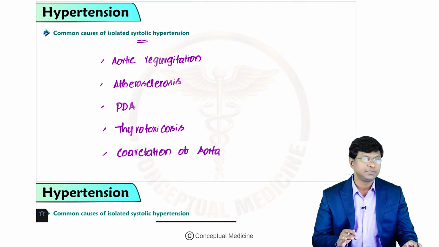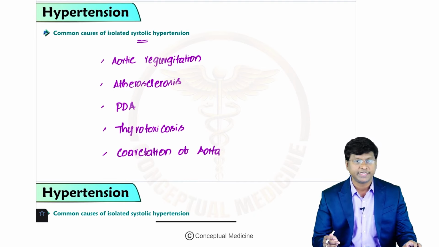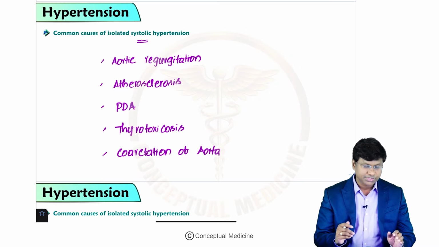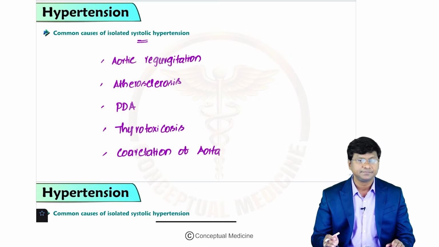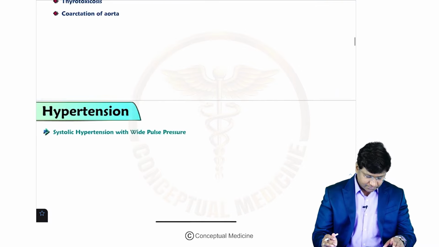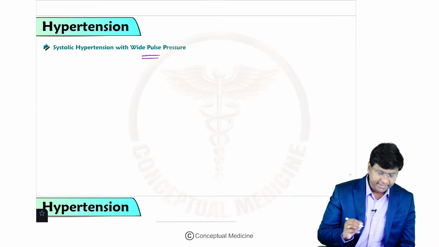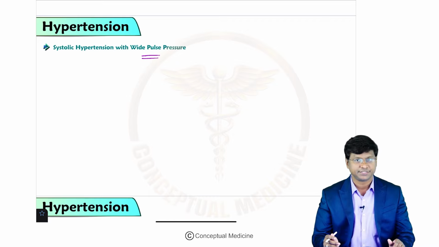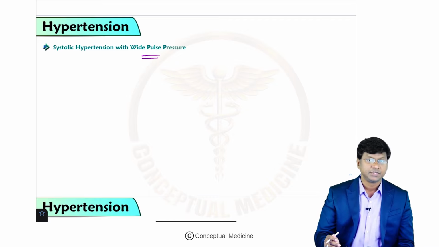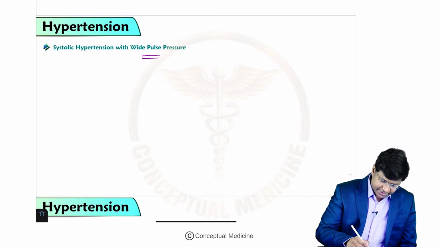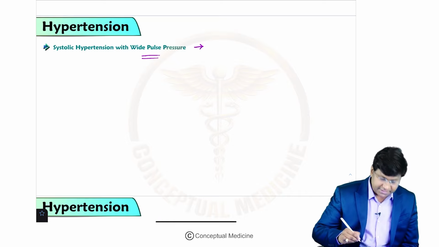So, these are the common causes of isolated systolic hypertension. Now, after having discussed the causes for isolated systolic hypertension, let me discuss the clinical scenarios where there is wide pulse pressure, that is, systemic hypertension with wide pulse pressure. So, how do you calculate the pulse pressure?